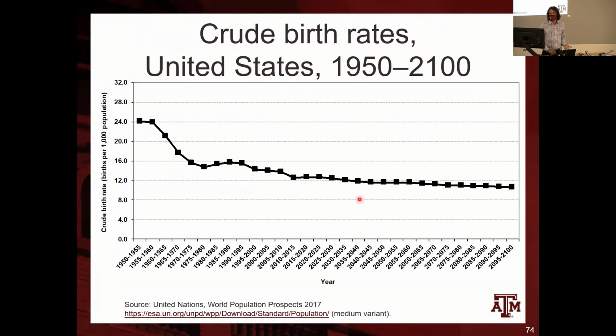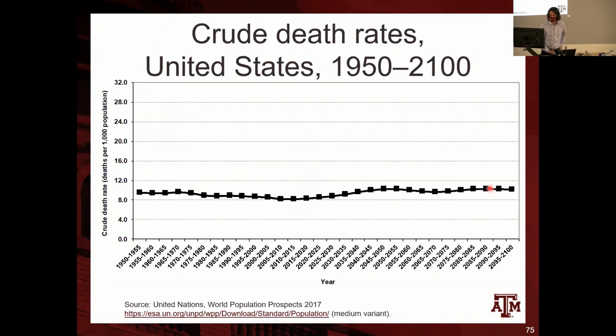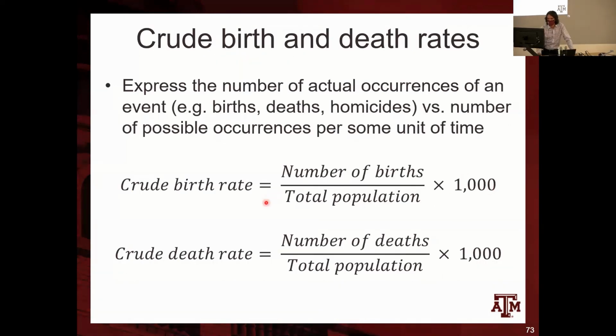This is the example of the crude birth rate in the US. Declined a lot until the 70s. It has been more stable and expected to be stable also for the next decades. And the crude death rates also stable over time. And in this case here, the people being counted in the denominator have a chance of having children and have a chance of dying. That's why it's a rate.